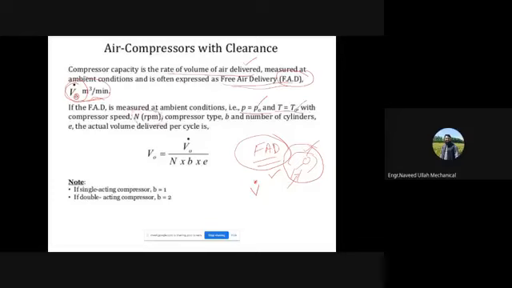It depends on compressor speed. It depends on the piston type. Sorry, compressor type. It is single acting, double acting, and also it depends on the number of cylinders. Okay, तो इन चीज़ों के ऊपर ये depend करता है.